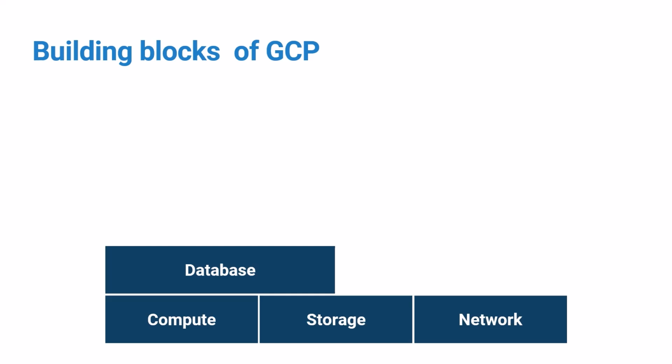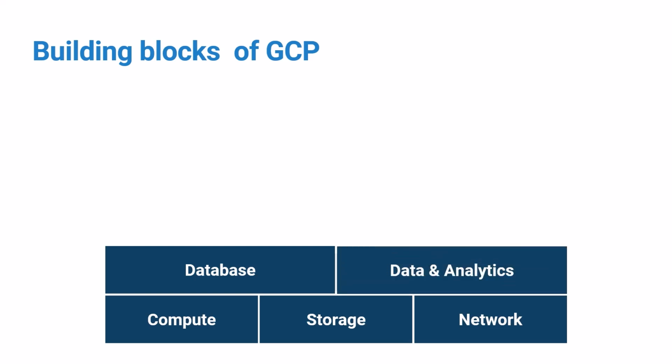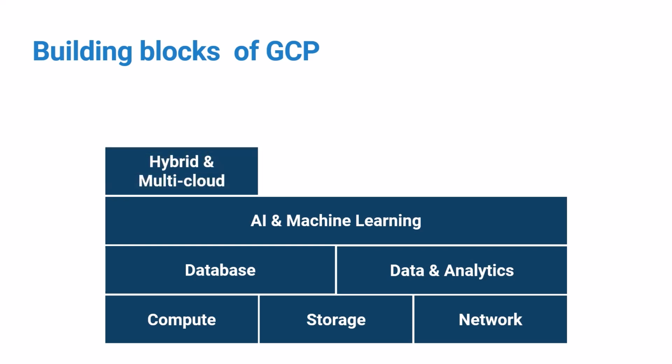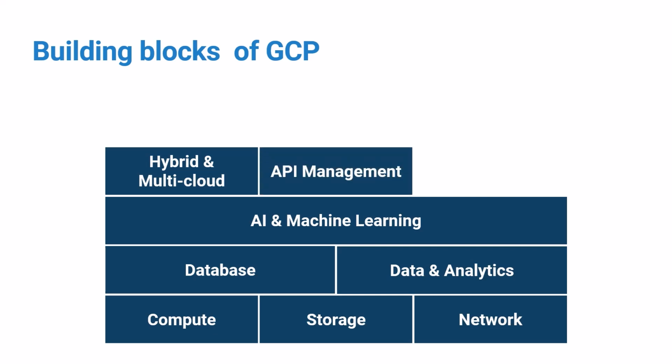On top of these core foundational blocks, we have additional Google Cloud services, including databases like NoSQL databases and relational databases. Then we have a set of data and analytics services. Google is known for its expertise in AI and machine learning. There are a couple of services which deliver machine learning and artificial intelligence based capabilities. For enterprises, there are a set of services that make it possible to deploy hybrid and multi-cloud capabilities, API management, and even migrating workloads from on-premises to the cloud.